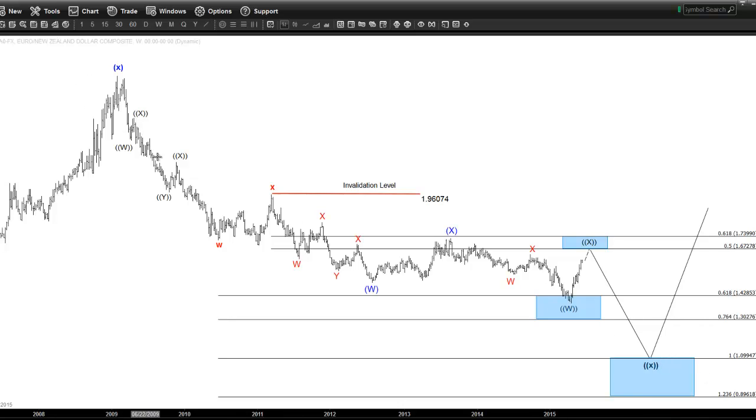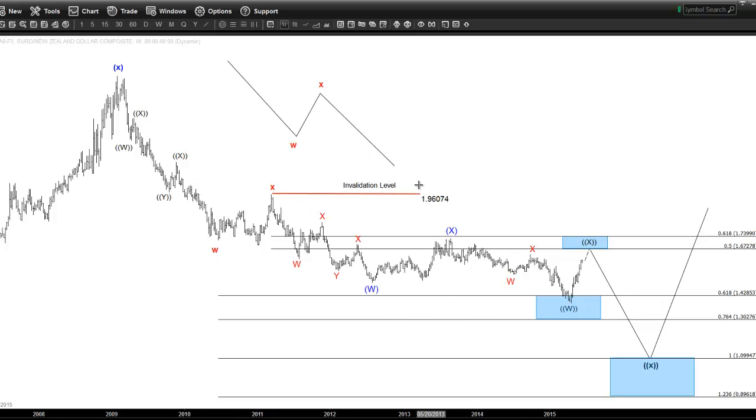So this is basically a simple WXY like this, right? This would be your W right here, and then this is your X, and this one has not reached the equal leg. This one would be equal to the W when it reaches 1.1, and all in between is just the internals. The internals of the W in red are a triple WXYXZ, and the internals of the Y in red are very complicated.